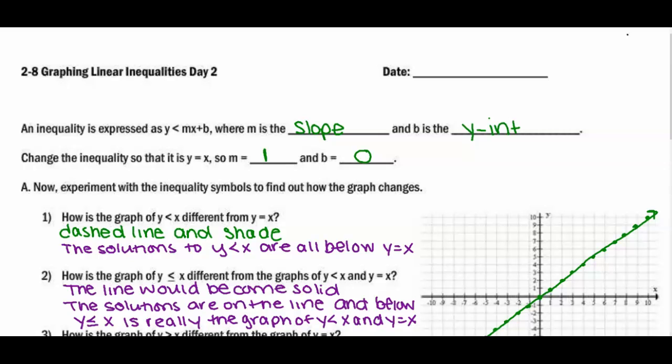So an inequality is expressed as y less than mx plus b, where just like in the past, m represents my slope, and b represents the y-intercept. So if you have the inequality or equation y equals x, which is known as the parent function, my slope is 1, and my y-intercept is 0.